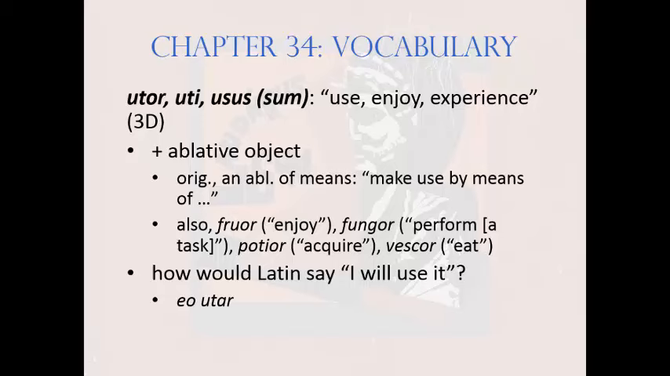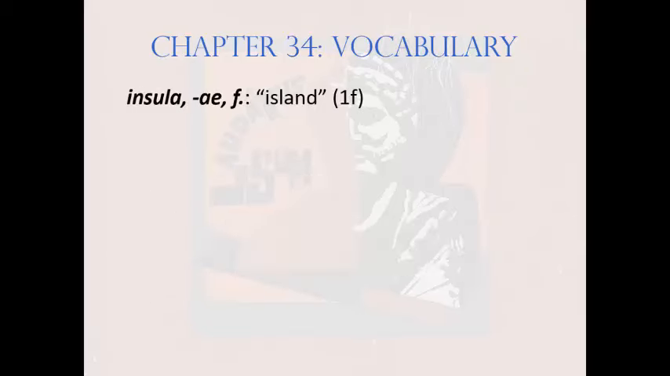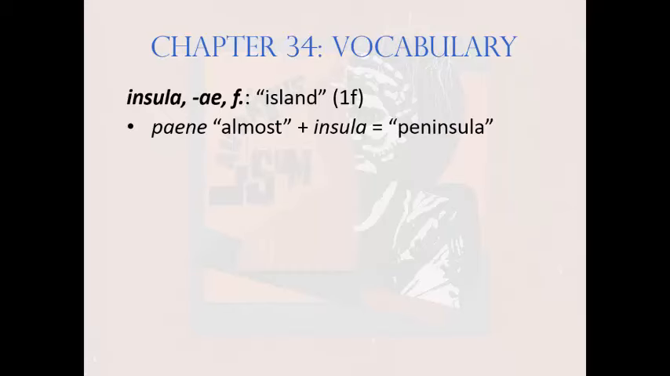So much grammar and just 6 letters. Here's 6 more letters, way easier ones. Insula, insulae, feminine, meaning island. It's a first declension feminine noun. The Latin word for almost is paene. Put paene on the front of insula, and you get peninsula, literally an almost island.